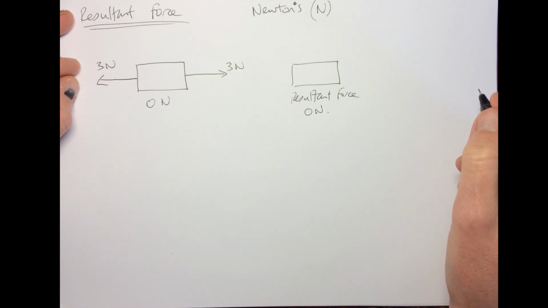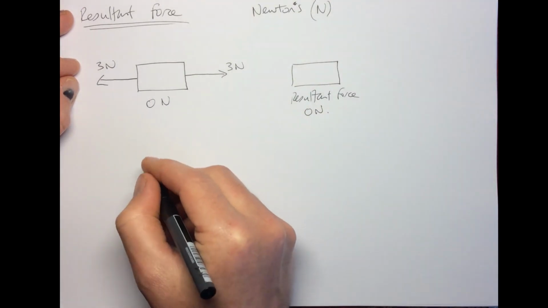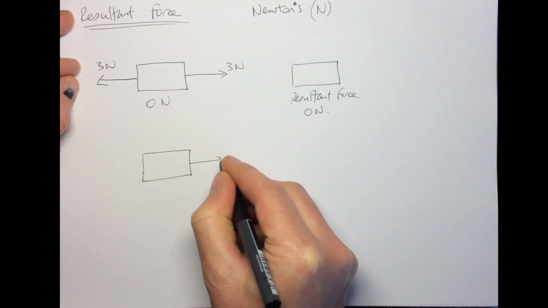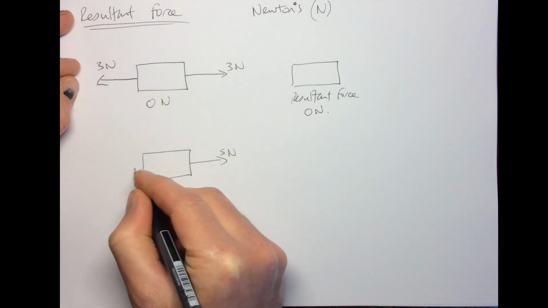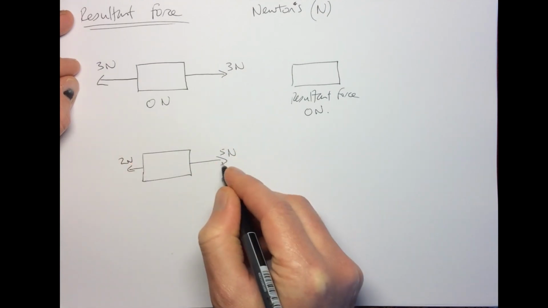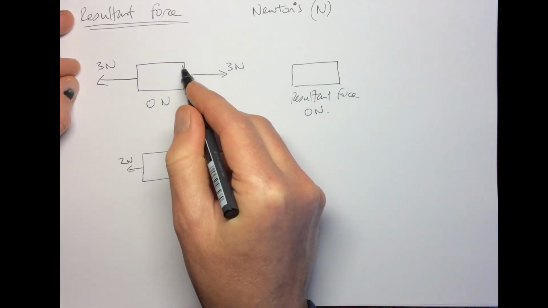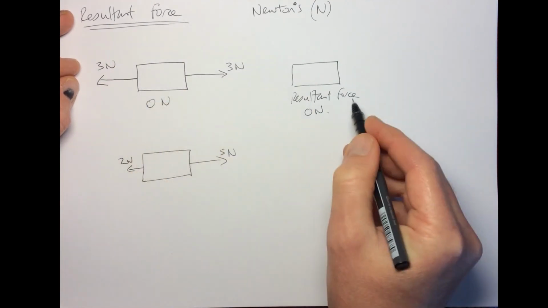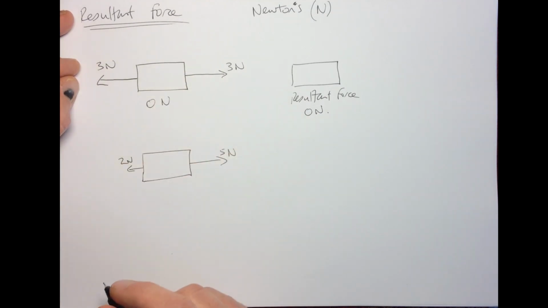It's a bit like in a tug of war. If one team is pulling the rope to the right and the other team is pulling it to the left, if both teams pull with the same force, the rope doesn't move. It just stays in its same position. Now if you look at another box here like this, let's say there's 5 newtons this way and 2 newtons this way. Well, you can see in the first case the box isn't going to move, because the 2 forces are balanced, there's no resultant force.